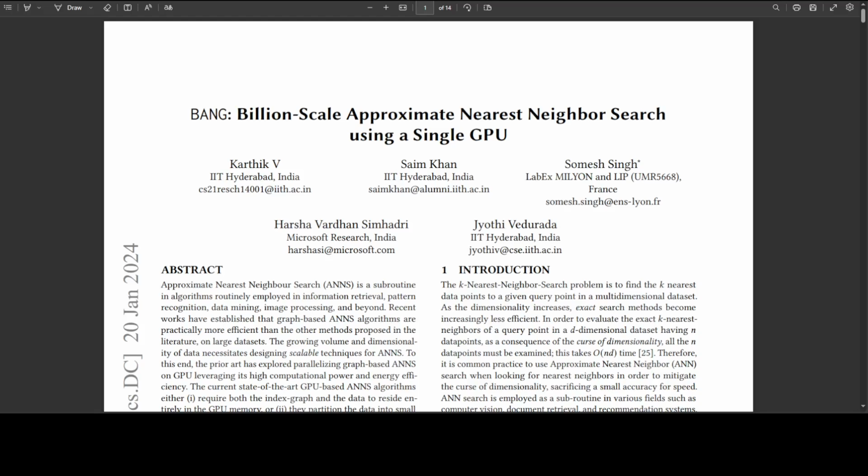Also, it enables overlapping communication with computation while reducing the data transfer between the CPU and GPU over the PCI bus. In this paper, the researchers have also evaluated BANG using a single NVIDIA Ampere A100 GPU on 10 popular ANN benchmark datasets. BANG outperforms the state of the art in the majority of the cases. Notably, on the billion size datasets, they have significantly shown that they are faster than their competitors, achieving a huge difference in the throughput, which is really good.